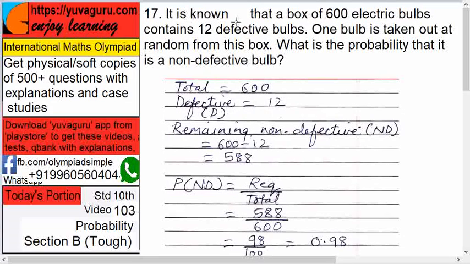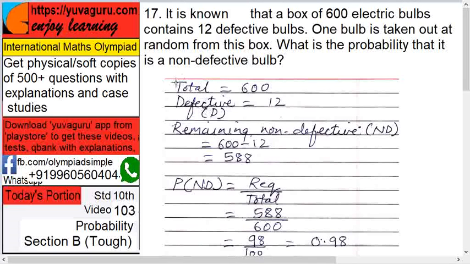Next, it is known that in a box of 600 electric bulbs, there are 12 defective bulbs. One bulb is taken out at random from this box. What is the probability that it is a non-defective bulb?